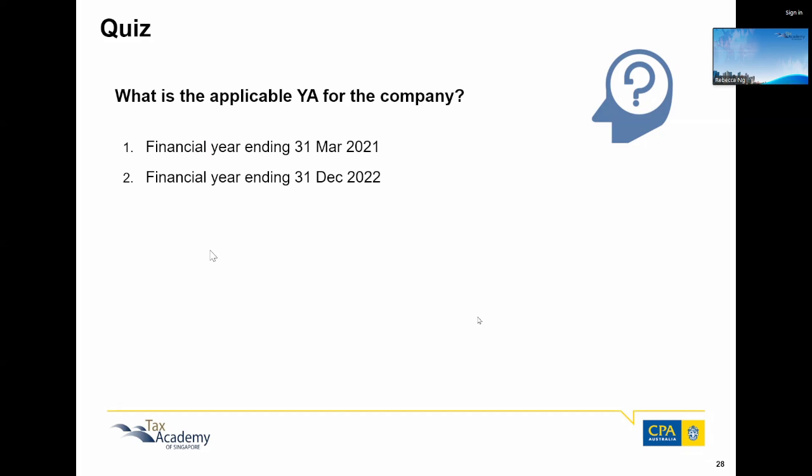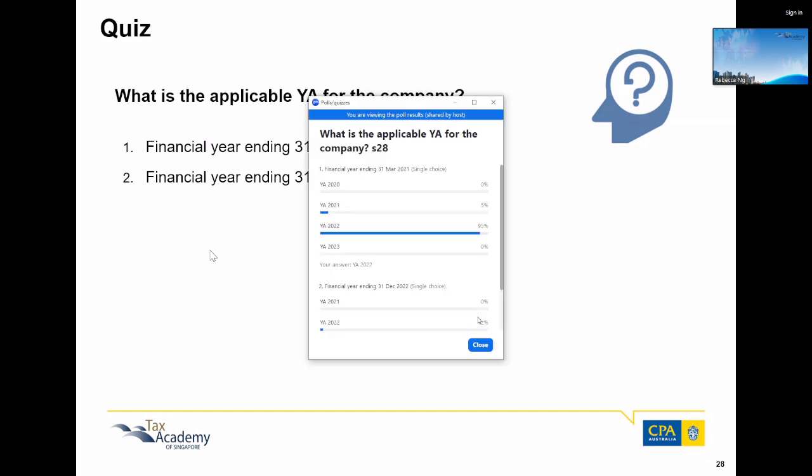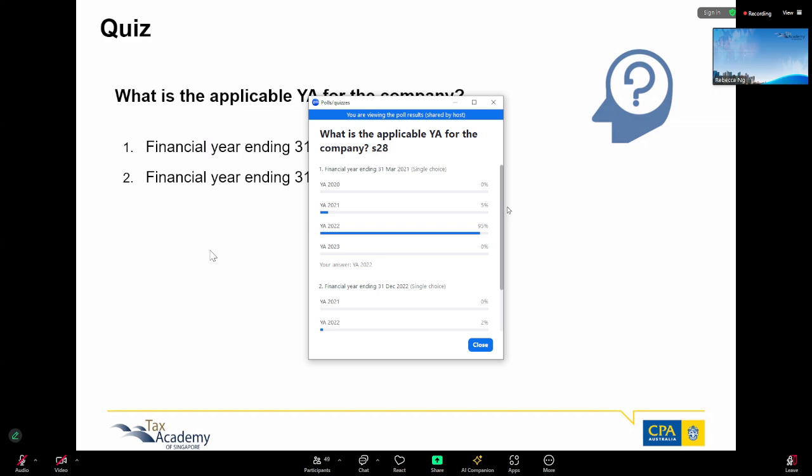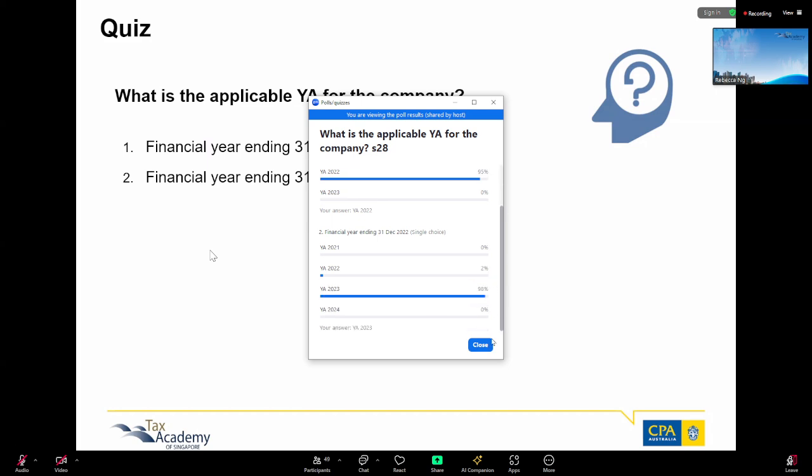Okay, I shall end the poll now. So for the company with a financial year ending 31st March 2021, the year of assessment will be YA 2022. So it's looking at the financial year ending plus one more year, it will be YA 2022. For the financial year ending 31st December 2022, we will look at the financial year end and add one more year, it will be YA 2023. Okay, most of you have got it right.